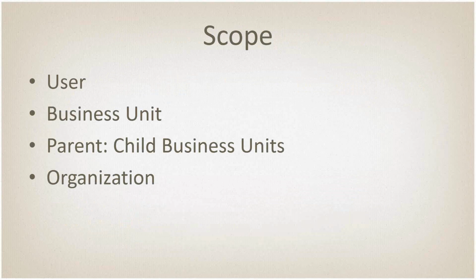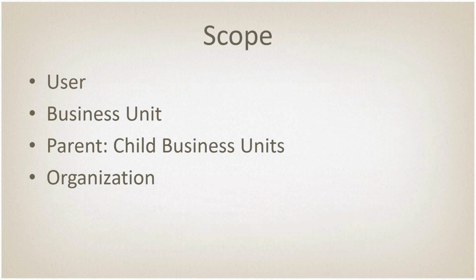Another thing that we have is something called a scope. The scope is how the workflow is going to run in relation to the person who launched it. So most of the time, you're going to choose organization. What this means is I would like to run this workflow on a record that is created by anyone. The default, however, is user.